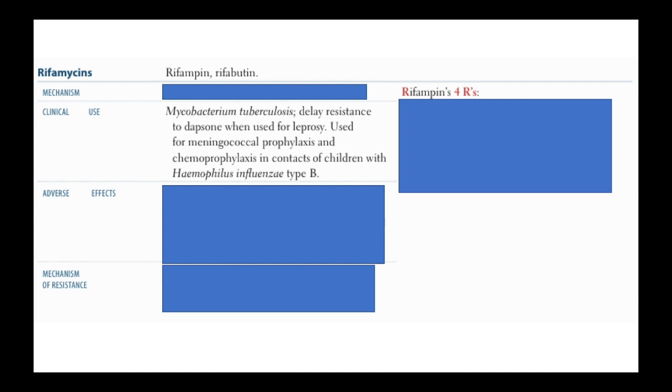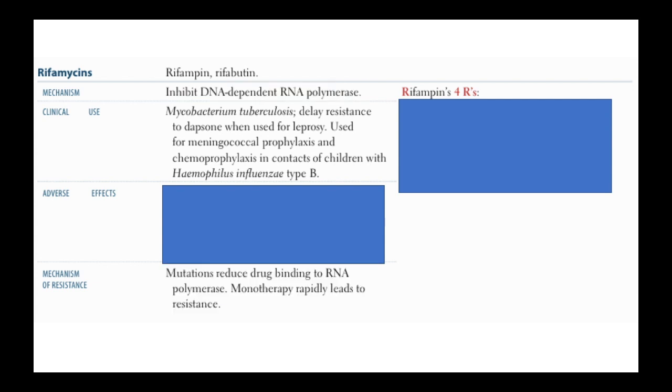I know we just saw it, but can anyone tell me the mechanism of the rifamycins, rifampin, and rifabutin? DNA-dependent RNA polymerase. It inhibits it. Yes. It inhibits your DNA-dependent RNA polymerase. Again, we use it for TB and can also use it for leprosy, as well as meningococcal prophylaxis in contacts of children with H. flu. So that's extra stuff there.